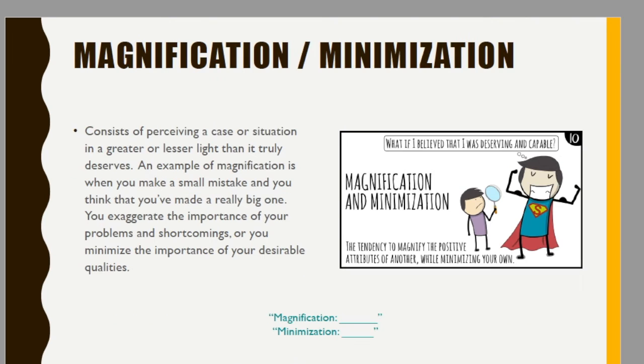Magnification and minimization consists of perceiving a case or situation in a greater or lesser light than it truly deserves. An example of magnification is when you make a small mistake and you think you've made a really big one, like you're making a mountain out of a molehill. You exaggerate the importance of the problems and shortcomings, or you minimize the importance of your desirable qualities. A way to counter this is to ask, what if I believed I was deserving and capable? That might be a question that you would ask if you're minimizing things that you do well.